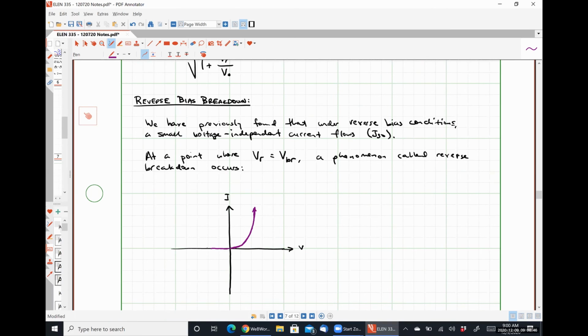For reverse bias, the current is going to be practically zero, incredibly, incredibly small, until all of a sudden it isn't. It's going to shoot to very, very large values of negative current. And this occurs when VR is equal to VBR. This large amount of current occurring under reverse bias is called reverse bias breakdown. There are two mechanisms in which reverse bias breakdown occurs.